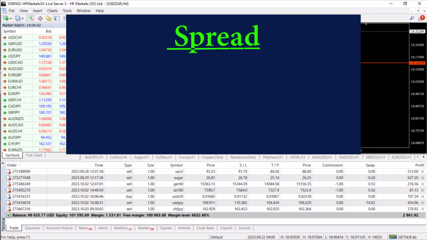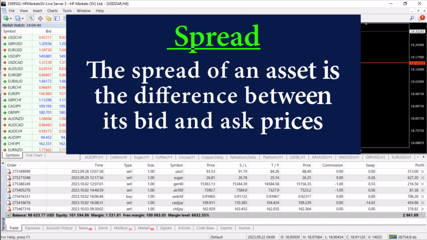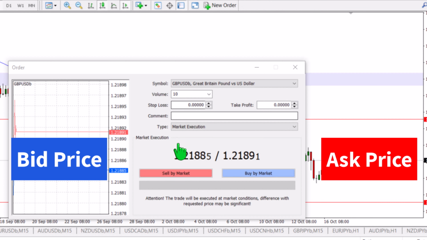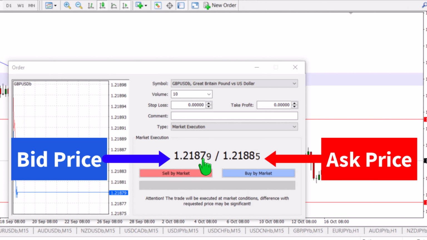What is spread? The spread of an asset is the difference between its bid and ask price. An asset could be anything such as currency, shares, commodity, security, service, or contract. A bid price is the highest price a buyer is willing to pay for an asset, while the ask price is the lowest price a seller is willing to accept for an asset.